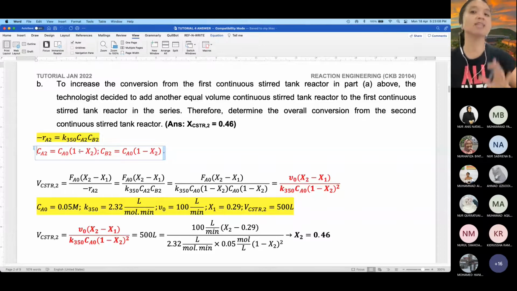Okay. Hence, kalau saya nak cari Ca2, I want to find the concentration of A in the second reactor. Apa beza dia? So, dia akan menjadi Ca0 masih sama, dalam bracket yang berubah. Sebab sekarang dalam bracket ia jadi 1 minus X2. Kenapa X2? Sebab concentration in the second reactor of A is depending on the conversion in the second reactor. So kalau reaktor pertama, kita tulis Ca sama dengan Ca0 in bracket 1 minus X, conversion dalam first reactor. Kalau dah ke reaktor yang kedua, we have to write Ca0 in bracket 1 minus X2.